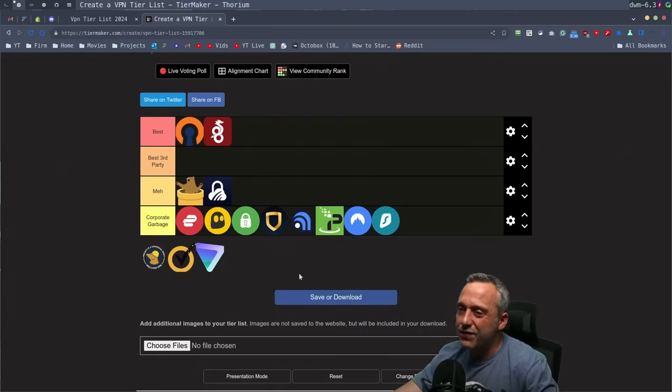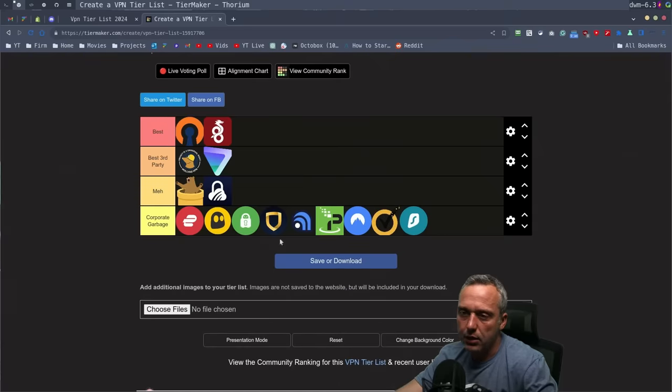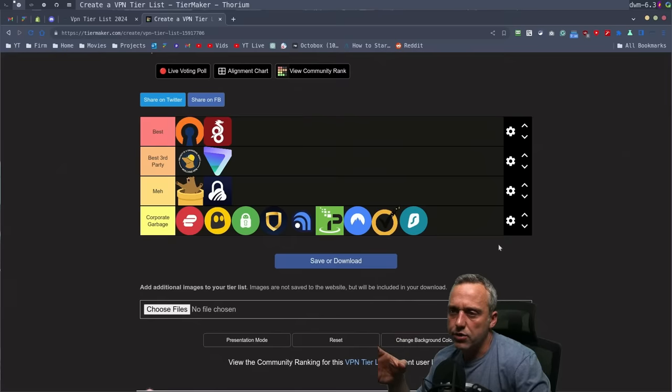Now, having said that, as far as a VPN that does respect privacy, I think Mullvad from Sweden, they actually have really good laws, and then Proton VPN from Switzerland, which also has a really good privacy law. Oh, I forgot Norton. Look at that. Well, Norton's in the corporate garbage too. And that's kind of like my state of VPN providers.